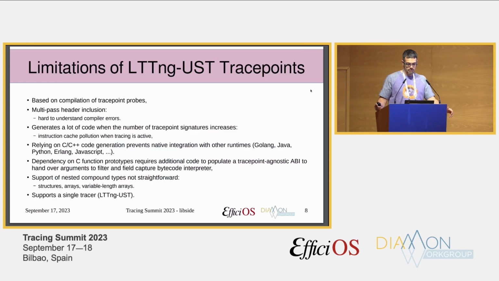So, some limitations about the LTTng-UST tracepoints, which I created and maintain. It's really not perfect, and this is why I want to create something new. The tracepoints from the LTTng-UST project are based on a compilation of tracepoint probes. Like the Linux kernel trace event, they use a multipass header inclusion trick, which, if people get their typing wrong or make mistakes when they create their probe description, the compiler errors are pretty hairy to understand.